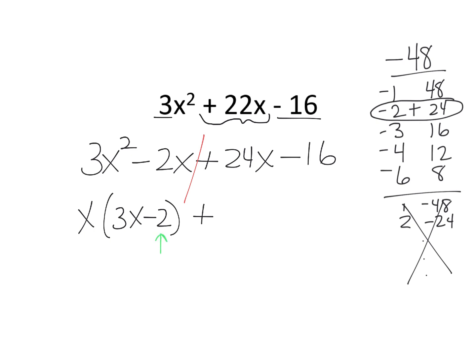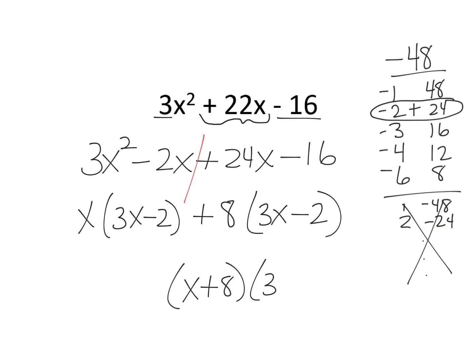2 times what is going to give you that 16? An 8. All right, so I'm pretty sure I'm going to be pulling out an 8. And if I do, 24x divided by 8 is a 3x, and a negative 16 divided by 8 is a negative 2. All right. Last but not least, let's take those outside guys, put them inside their own parentheses, and we are done.